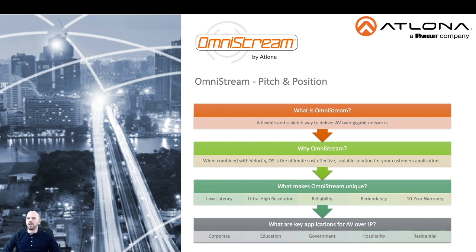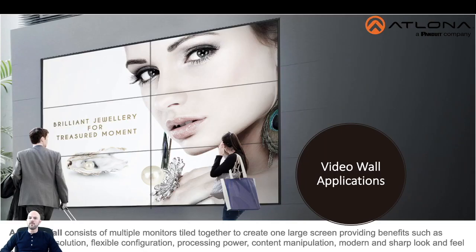Now, what are some key applications for the AV over IP product line? Corporate applications for sure, definitely education and campuses, government, hospitality, and with our Omnistream R-Type product, it fits great into the residential category as well. Video walls are another great way to offer a collaborative solution for your customer. A video wall consists of multiple monitors tied together to create one large screen, providing benefits such as unlimited resolution, flexible configuration, processing power, content manipulation, modern and sharp look and feel, and more.